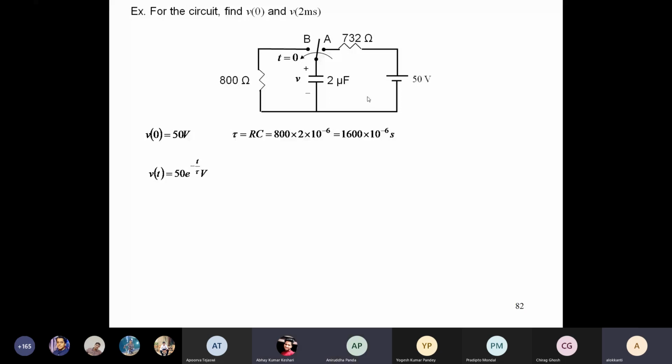And you have been asked what is the value of V at 2 milliseconds. Now you have to be careful. The time is 2 milliseconds, which means 2 into 10 to the power minus 3, and here tau is 1600 into 10 to the power minus 6. So you have to be very careful. And ultimately it comes to 14.327. So all of you got this?